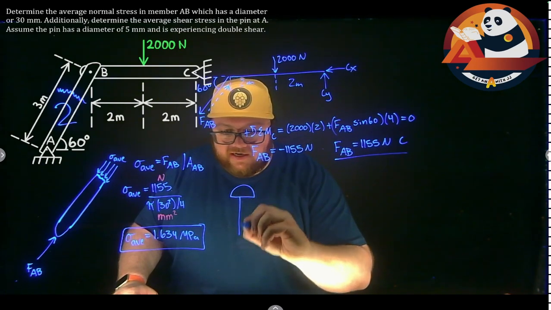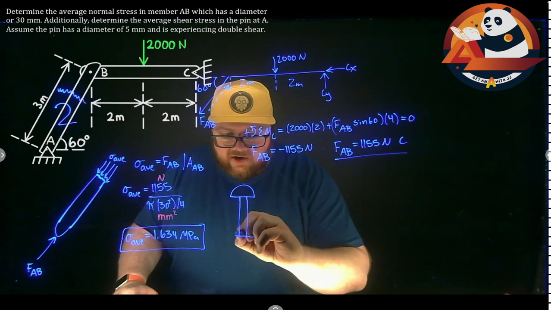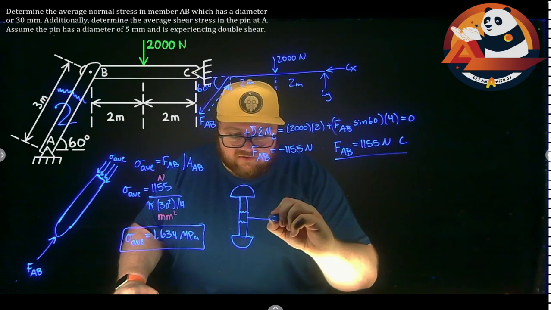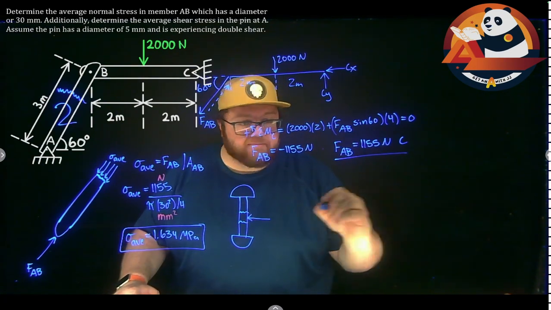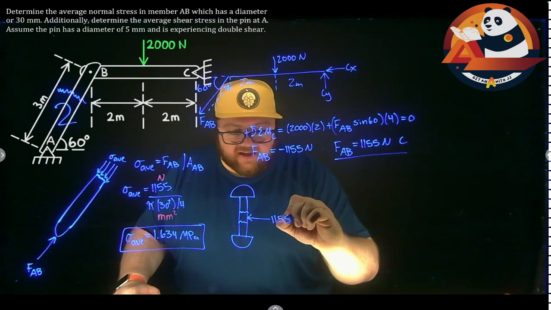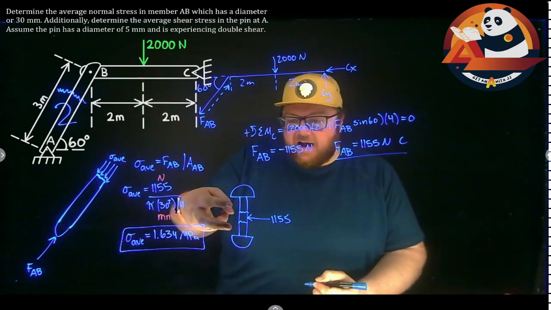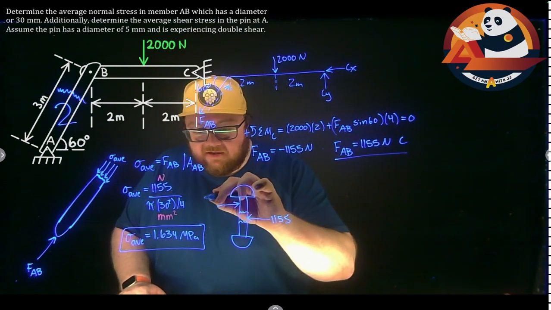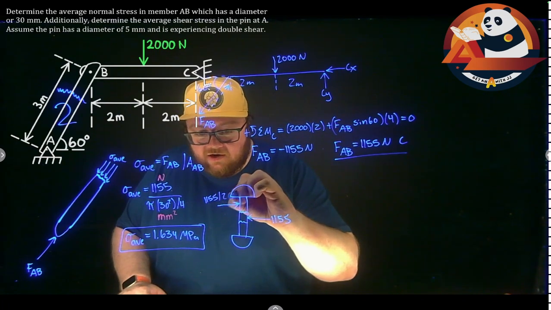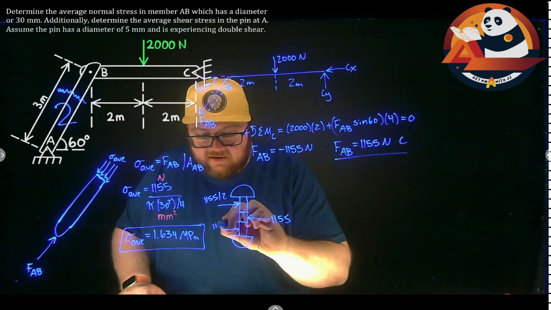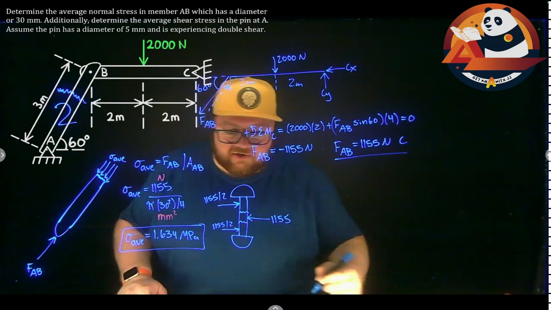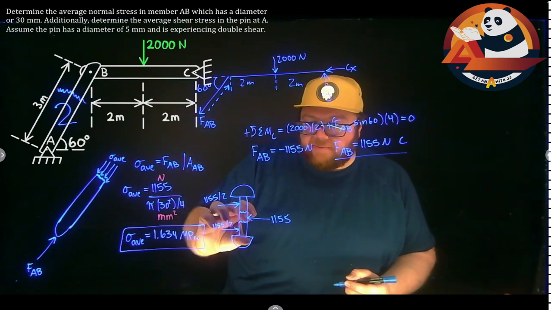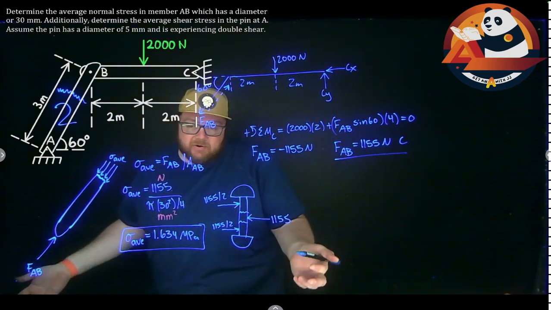We have a bolt here, and I know I have pulling to the right, or pushing on it actually because we're in compression, I'm going to have 1155. That's my FAB. But then resisting that, I have forces on the top and bottom going the opposite direction, 1155 over 2 each. If this failed, I'm going to have to shear this two different times. Once to get it away from the top, once to get it away from the bottom. We're in double shear on that.